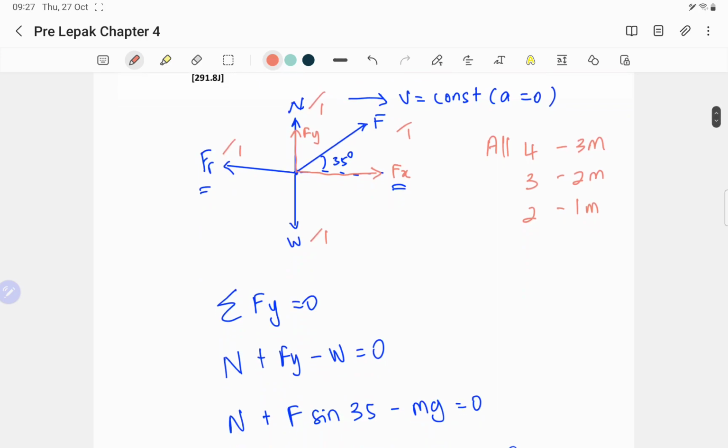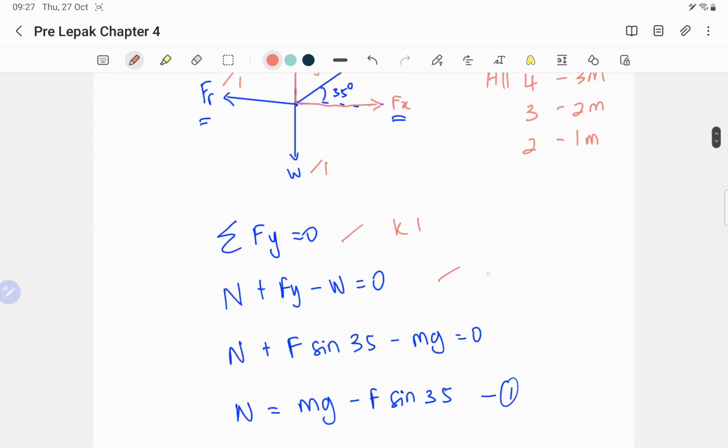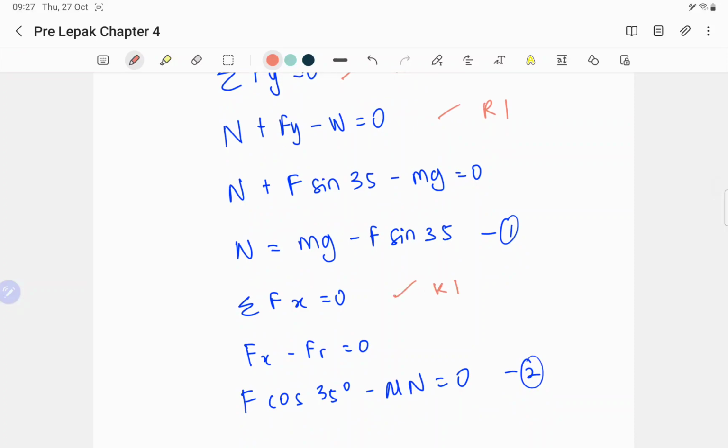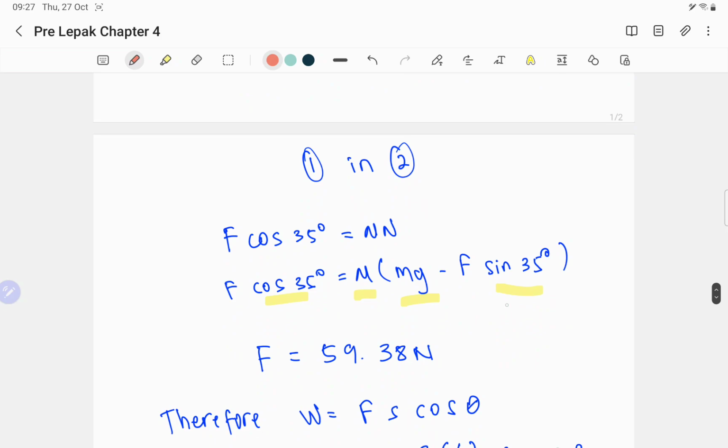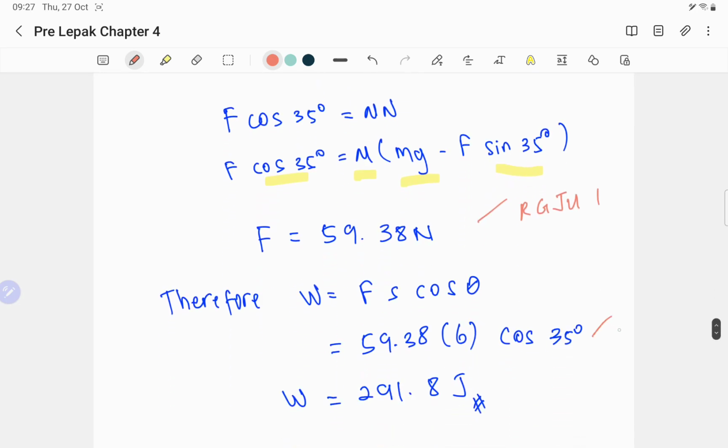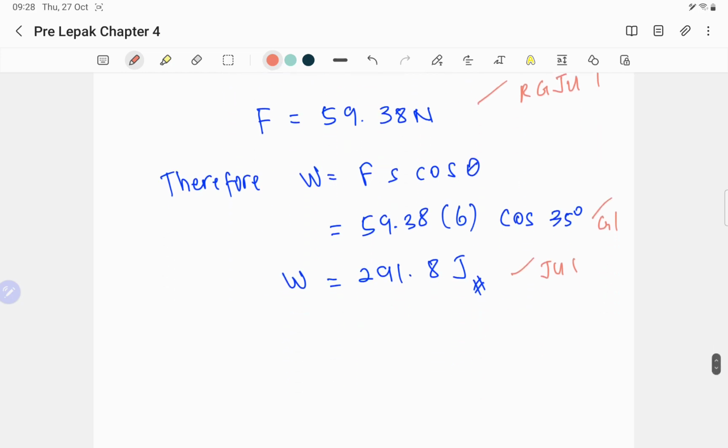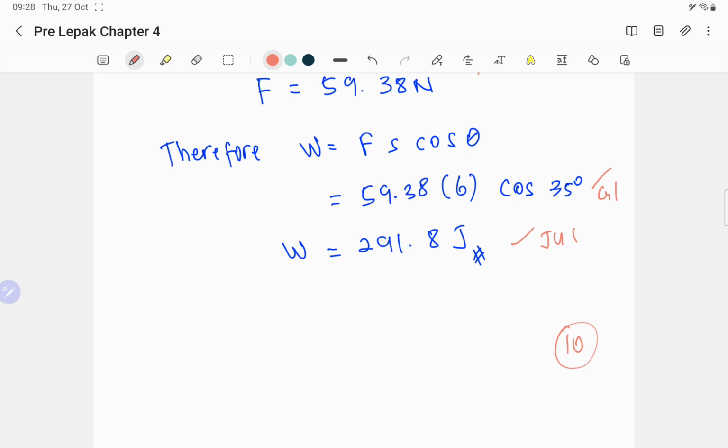Moving down, you get the concept correct, total y component 0, concept 1 mark. You can form the equation, 1 mark. The same for the horizontal component: concept, 1 mark, and you can form the correct equation, 1 mark. Then replace and find the answer, answer with unit, 1 mark. For the equation you replace the value, 1 mark, answer with unit, 1 mark. If you count back, altogether you will get 10 marks. So total marks will be 10.